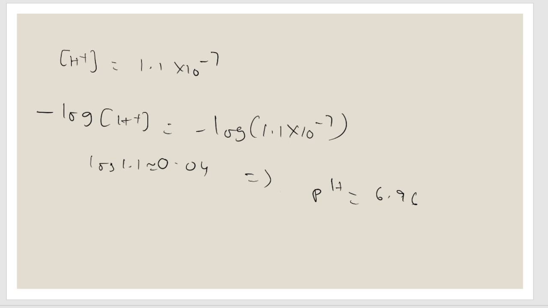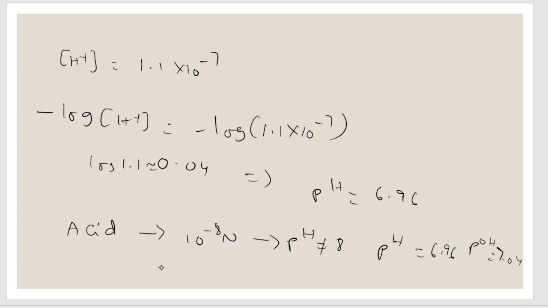What is the conclusion? The conclusion here is, if we consider an acid whose normality is 10 power minus 8 normal, then pH is not equal to 8. In fact, the pH is 6.96. If pH is 6.96, pOH will be 7.04.